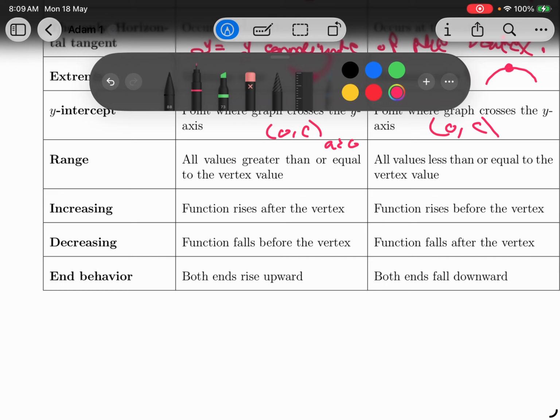This absolutely affects the intervals of increasing and decreasing. So when a is more than 0, the graph will be like this, and you can easily recognize that here the graph is decreasing from minus infinity to this point, which is the x-coordinate of the vertex. Then it changes to increasing from this value to infinity.